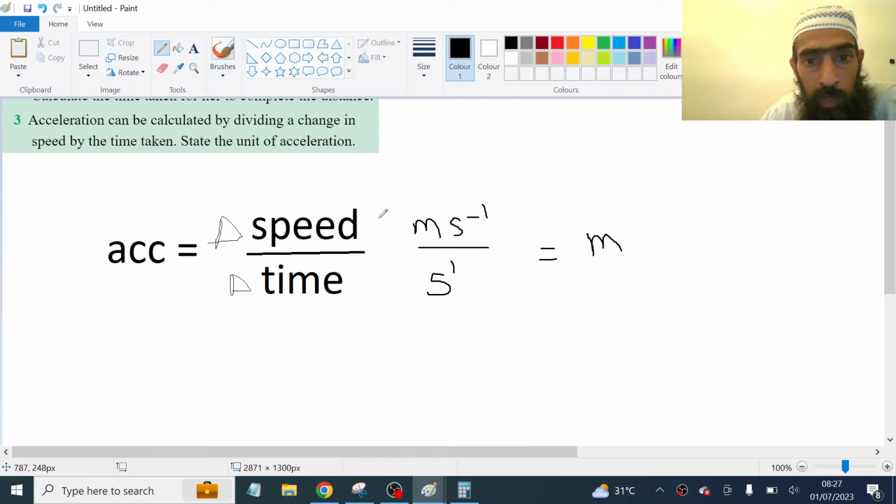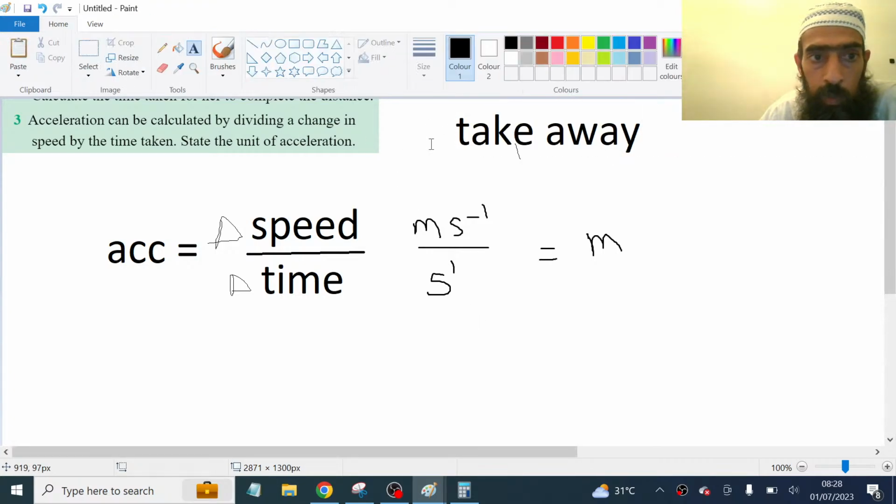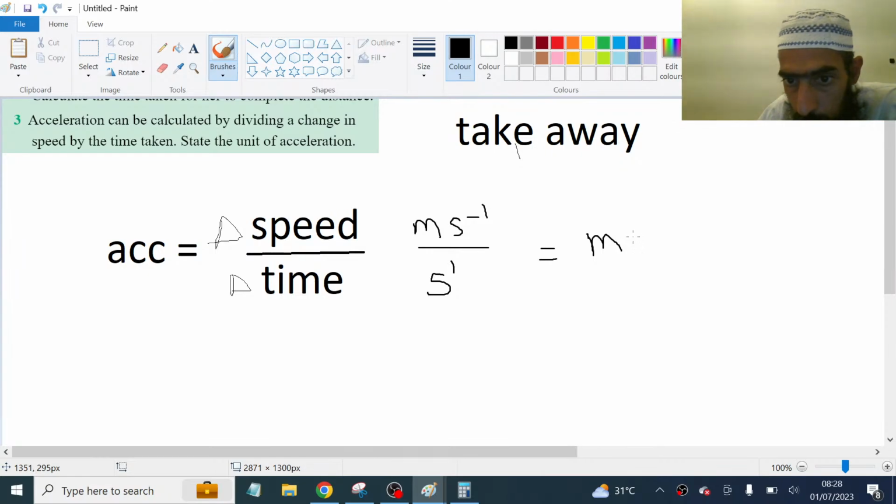So remember, when you're dividing, you take away the powers. So it's minus 1, take away 1. We're taking away the powers. So minus 1 take away 1 ends up as minus 2. So you would end up with s to the power minus 2. And that's written as, or said, meters per second squared.